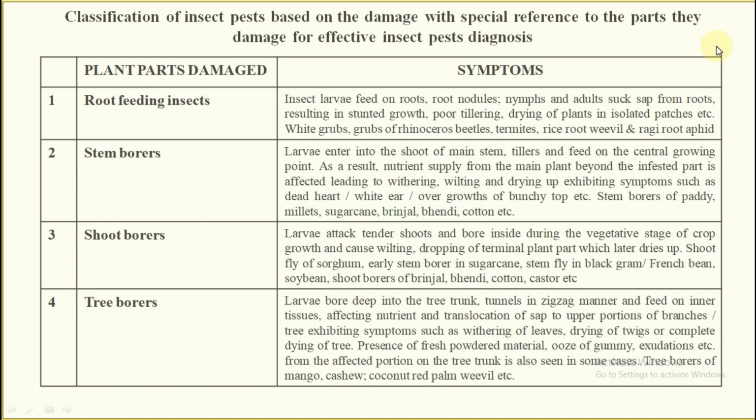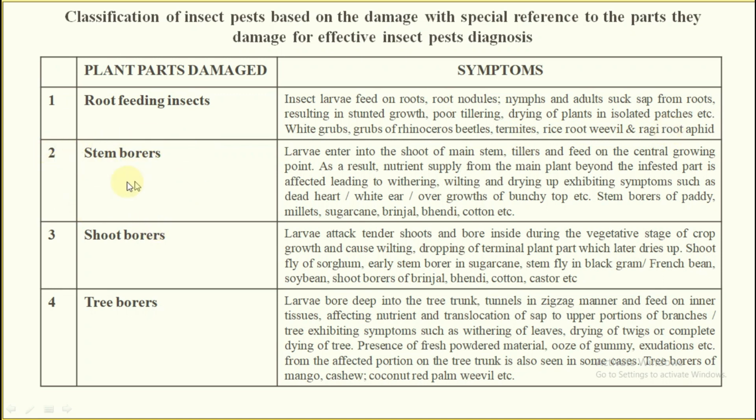And classification of insects based on different damage symptoms. Root feeding insects, that means where will they feed? They will feed on the roots. Yes or no? White grub. Yes or no? Grubs of rhinoceros beetle, not the adult. Where will you find grubs of rhinoceros beetle? Coconut. Okay, but on the coconut leaves, who will be there, grub or adult? Adults. So where will the grubs be? Sir, in rotten organic matter. Good, very good. These grubs of rhinoceros beetle will be in rotten organic matter. Very good. Termites are always soil inhabiting. Yes or no? Rice root weevil, ragi root aphid, all are root associated, under soil.